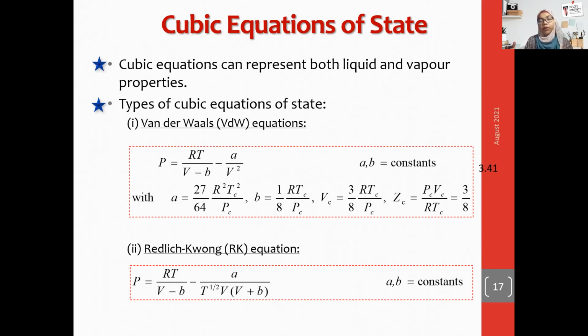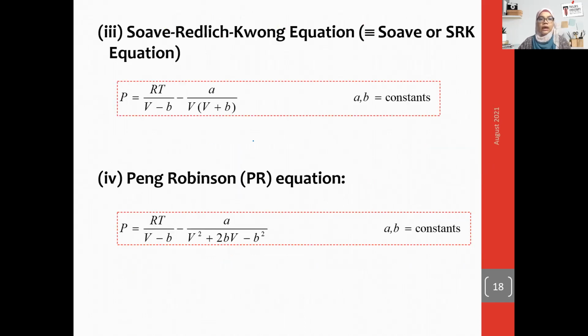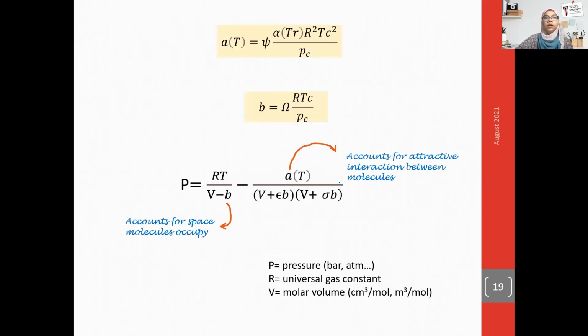the scientists came up with a new equation known as Redlich-Kwong, after their names, to proceed with. That means they introduced another equation to overcome the limitation of the van der Waals equation. Same goes for the SRK and Peng-Robinson. Okay, basically the cubic equation of state is a polynomial equation that is described based on the volume of the properties of the system.